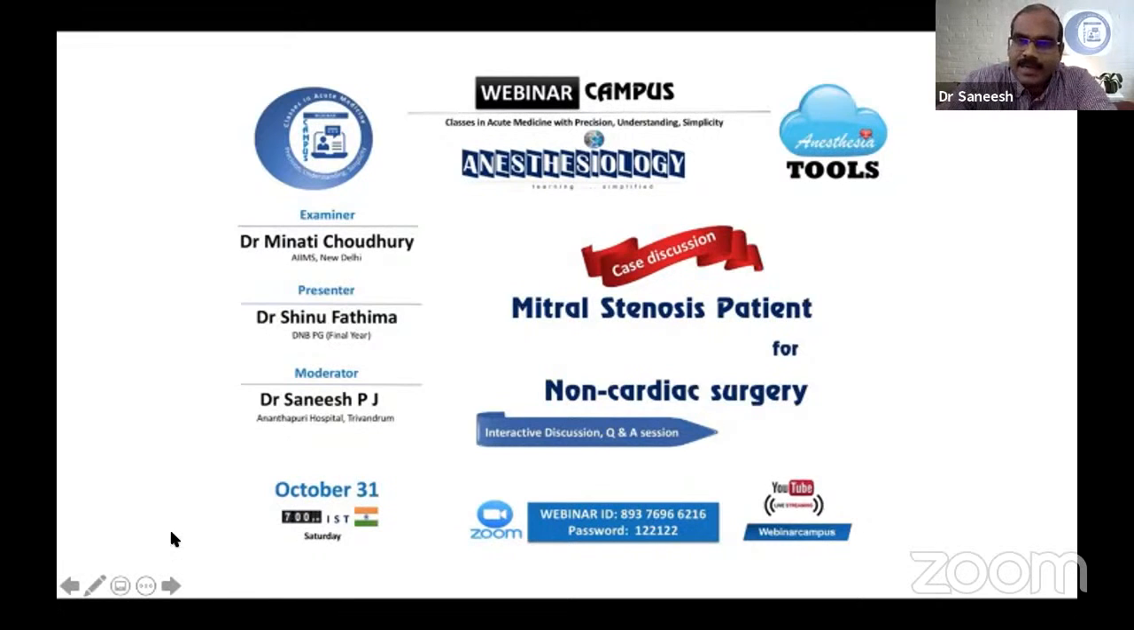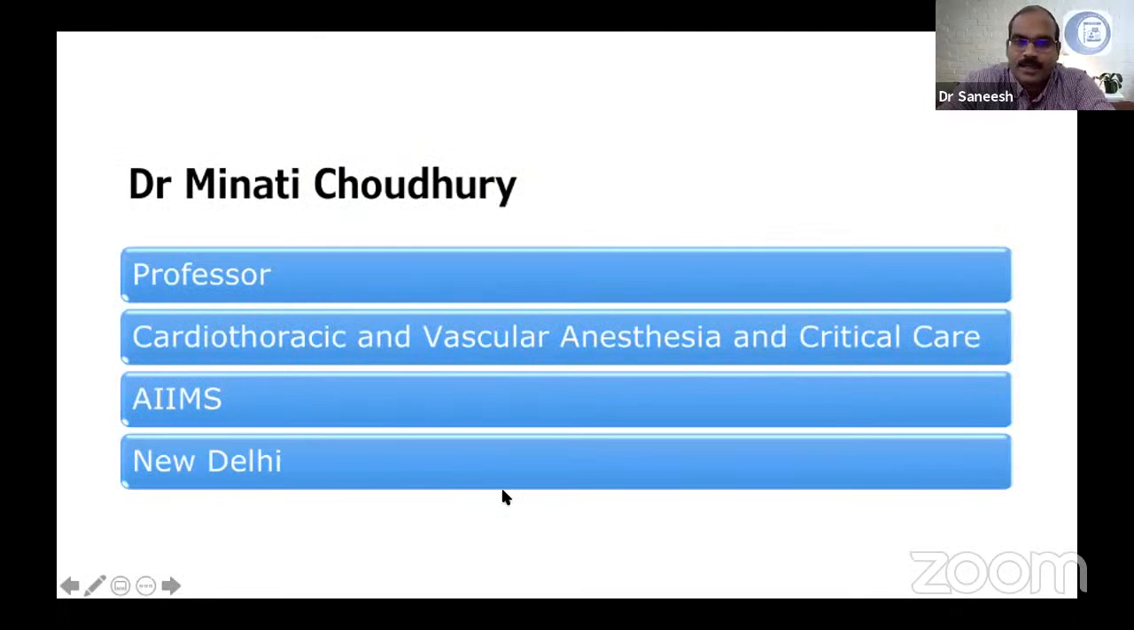Today we have planned a case discussion, mitral stenosis patient for non-cardiac surgery. Today's format will be like this. Initially, there will be a case presentation by Dr. Shinu Fathima, who is a final year DNB postgraduate student from Trivandrum. And the examiner will be Dr. Minati Choudhury, who is a professor of cardiothoracic and vascular anesthesia and critical care from the prestigious All India Institute of Medical Science, New Delhi. The initial case presentation will last for 25 minutes, as happens in the postgraduate examination.